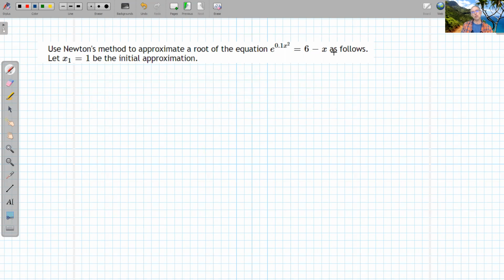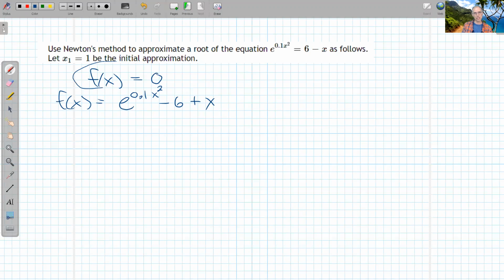So in order to use Newton's method, we need first a function that we can set equal to 0. So we have to clean up that equation so we can do so. So we would subtract the 6, add the x over. So our f of x in this case would be e to the 0.1 x squared minus 6 plus x. So that's the function we start with, because Newton's method needs something that you can set equal to 0. Once we have that, it's pretty straightforward.